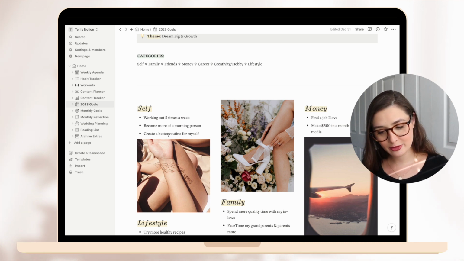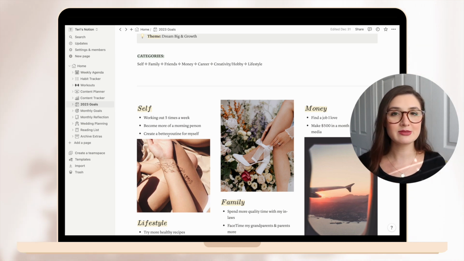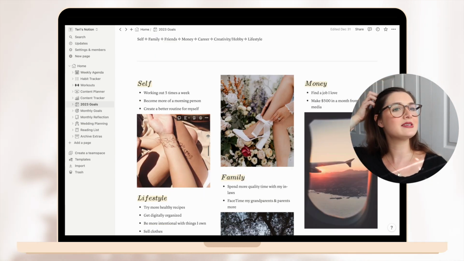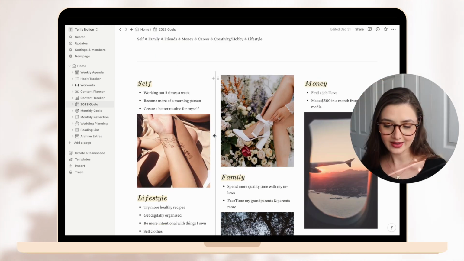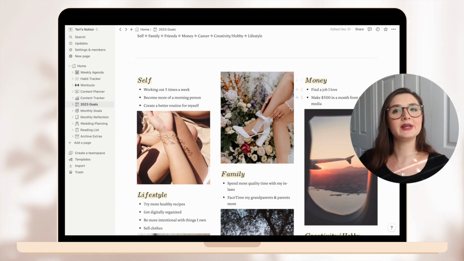Create a better routine for myself. I feel like I've gotten better in my skincare routine, and that's part of routines. I just want to be consistent in aspects of my life. I think I've been pretty on track with that. The money aspect of things, I'm going to touch on by the end of the year. That's the goal by the end of this year, is find a job that I love.